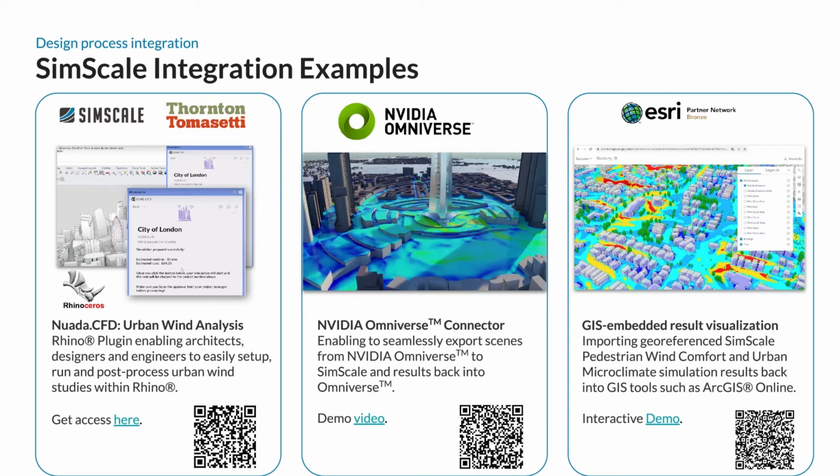And finally, the example in the middle, we see our NVIDIA Omniverse connector. So with the Omniverse connector, you can get your scenes from Omniverse, which plugs into many different design tools such as Rhino, Revit, SketchUp, and so on. Collect your design and send it to SimScale to be analyzed. And then you could also pull back the results into Omniverse and then use really its powerful visualization options to really make visual sense also of the results.